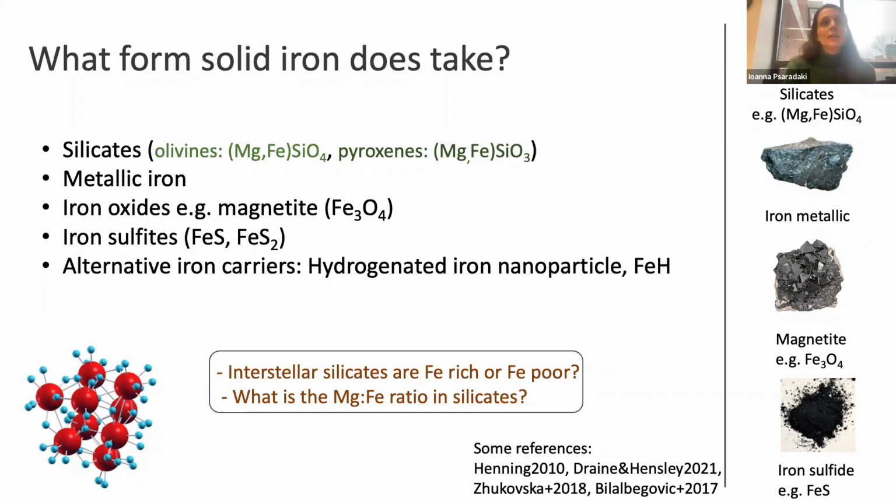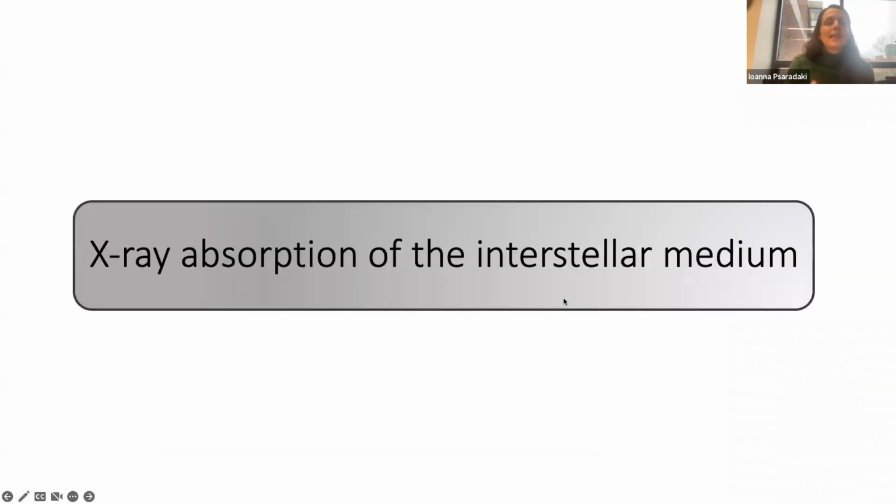We can have iron in oxides such as magnetite, which has ferromagnetic properties. And in the literature, there are some alternative iron carriers, such as hydrogenated iron nanoparticles. So the question is, are interstellar silicates iron-rich or iron-poor? And what is the magnesium to iron ratio in silicates? Now, can we get some answers to these questions from the X-ray bands?